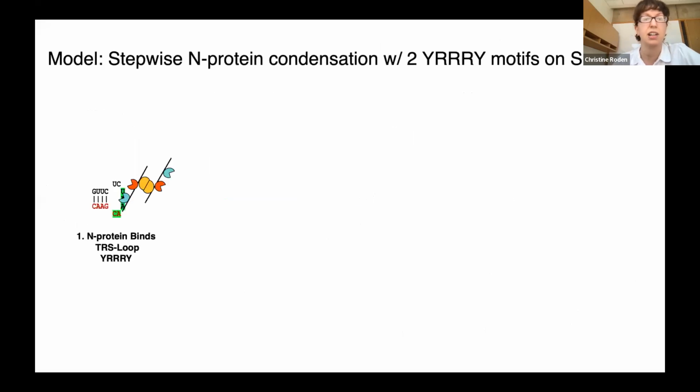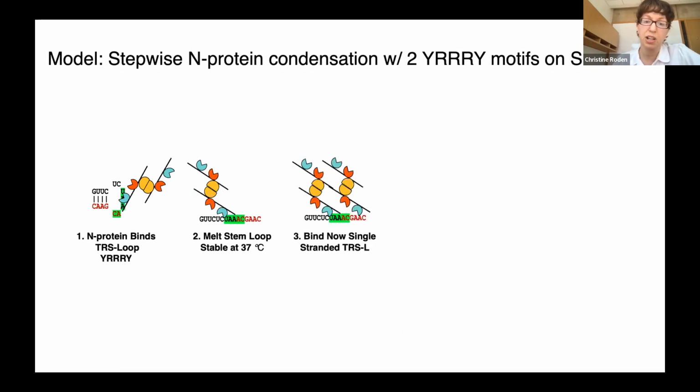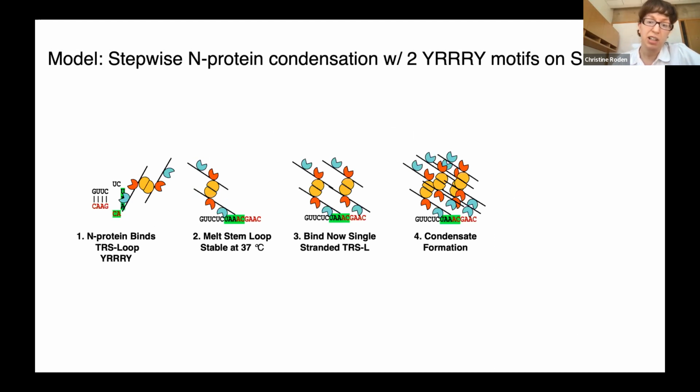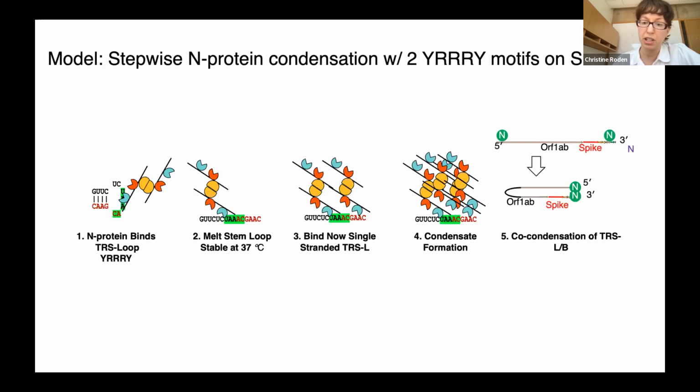So our model is a stepwise N protein condensation with the 2 motifs on stem loop 3 or TRS, where N protein binds the loop, melts that stem loop, exposing the second site. And this allows for recruitment of additional N protein dimers to form a condensate, and co-condensation of the TRS-L/B may be important for further downstream pathways utilized by the virus.